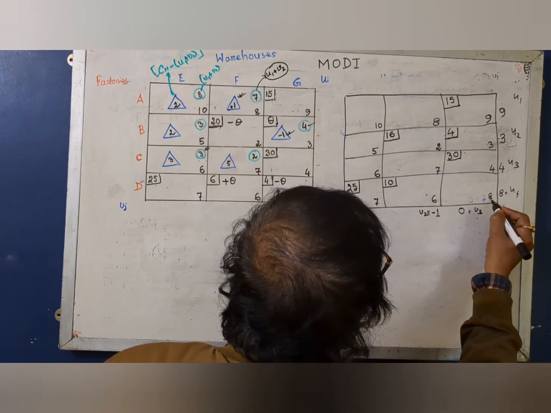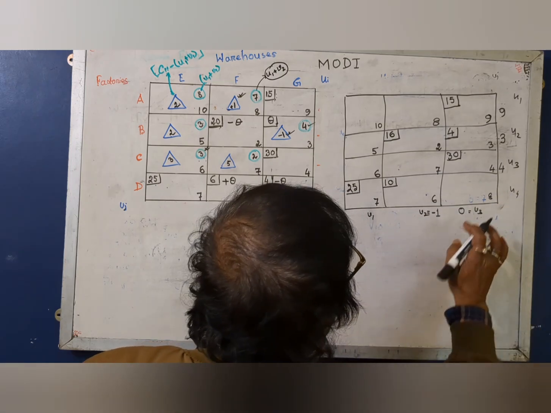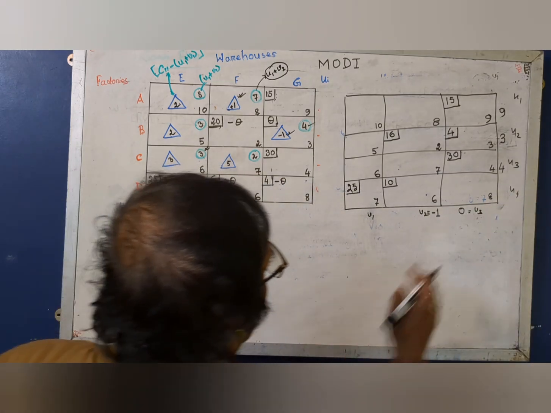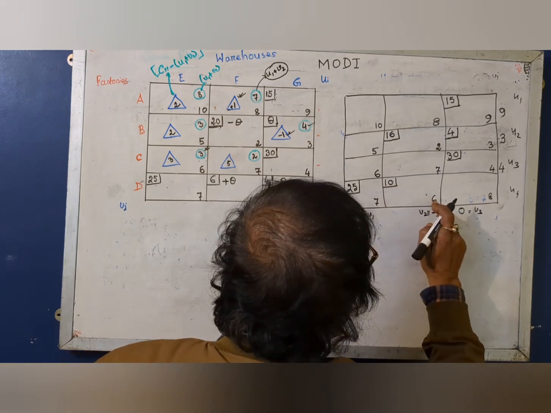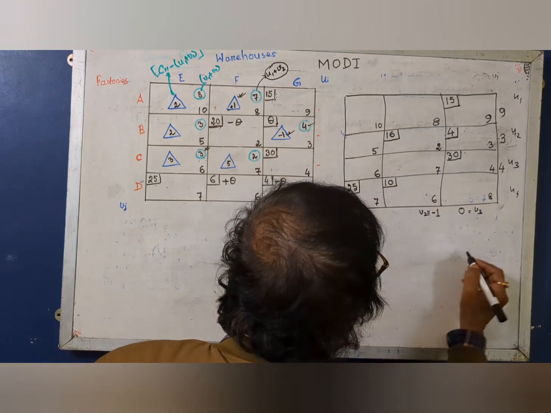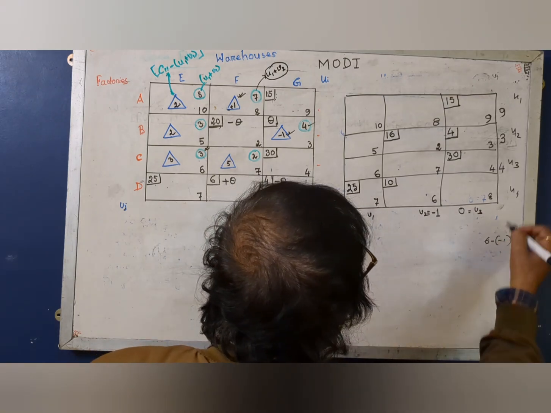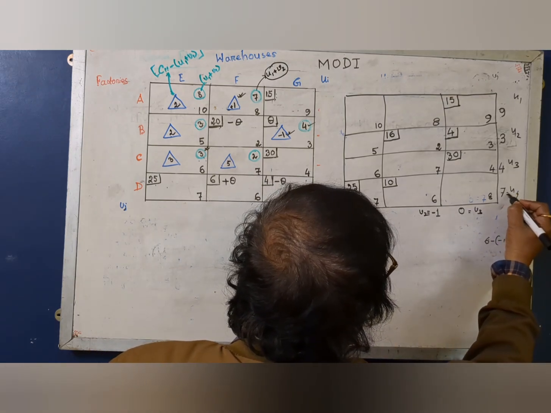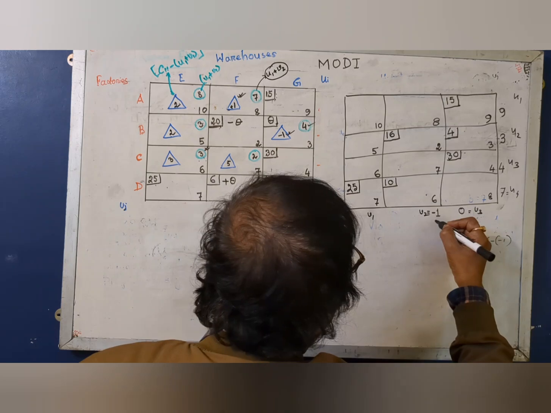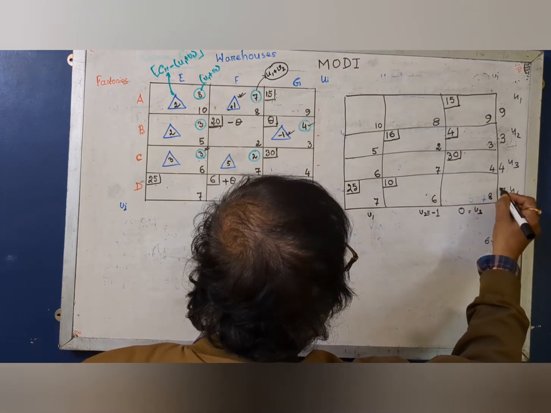8 plus 0 is, sorry, this is not the basic cell. This is with the help of the basic cell you have to find out. This is the basic cell, and 6 is here. 6 minus of minus 1. That means 7. This you put 7 here. Then 7 plus minus 1 is 6. In this way you can find out this value also.